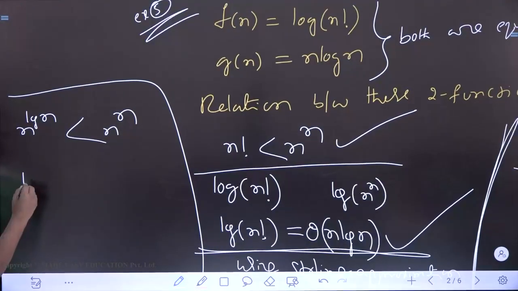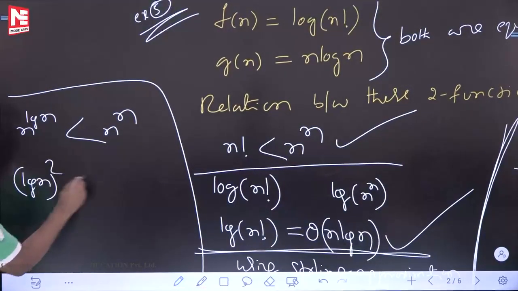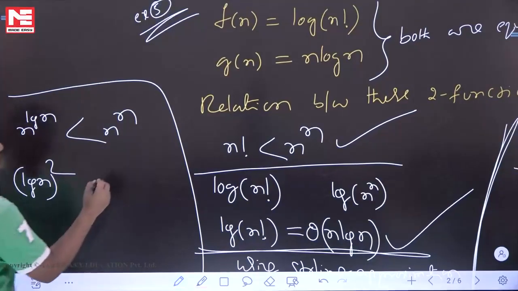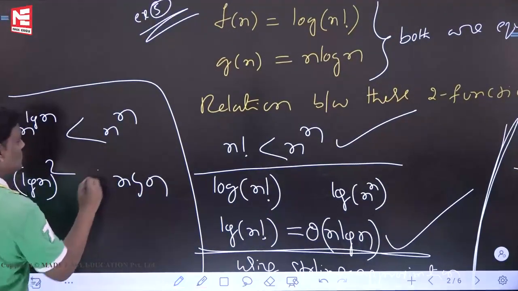Apply log. What is the answer? Log n into log n. What is the answer? Log n square. It will become n log n. Right? Still it is bigger.